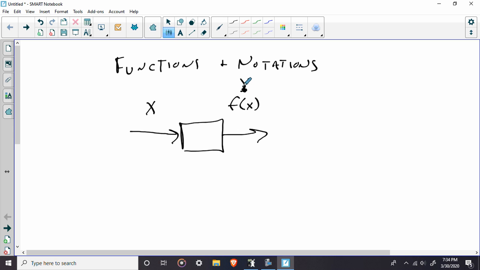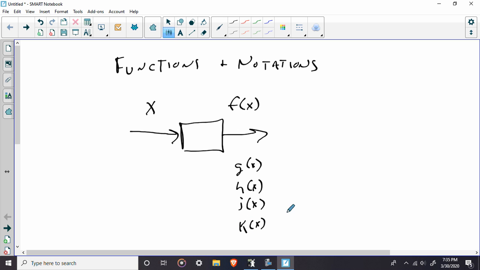Now, we're going to talk about why we have a new notation here, why we don't just call it y all the time, in a few minutes. But pretty much, you're going to plug in some x's, some stuff is going to happen inside the box, and some f of x's are going to come out. Just as a note, they don't have to be f of x's. They could be g of x's, h of x's, j of x, k of x, and all these things, right?